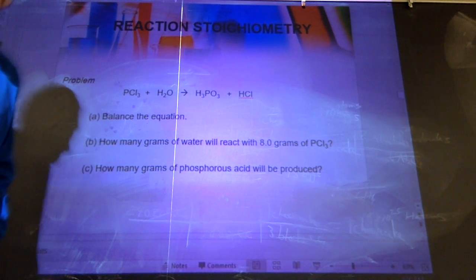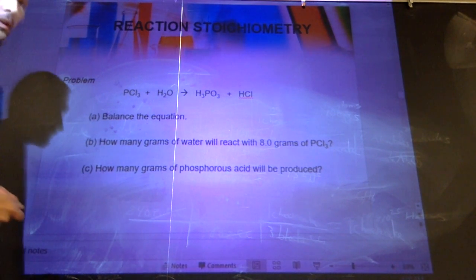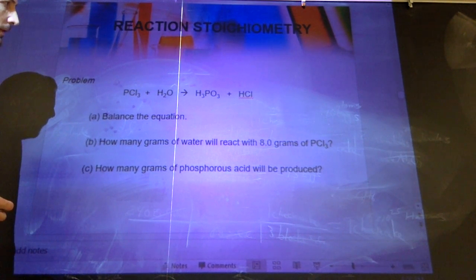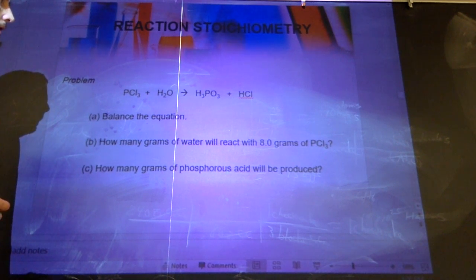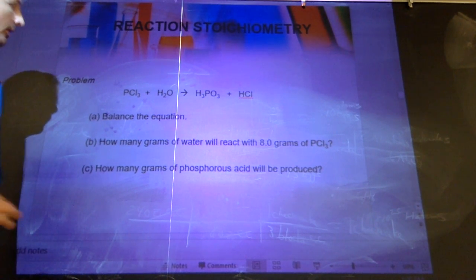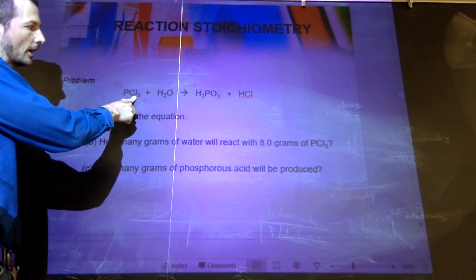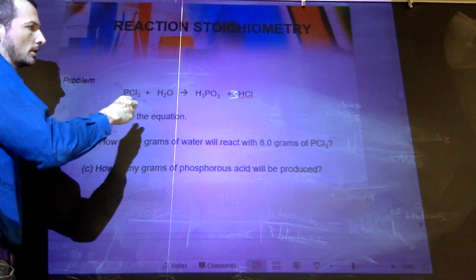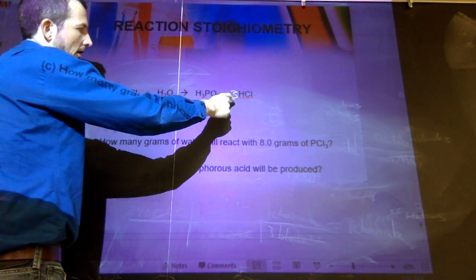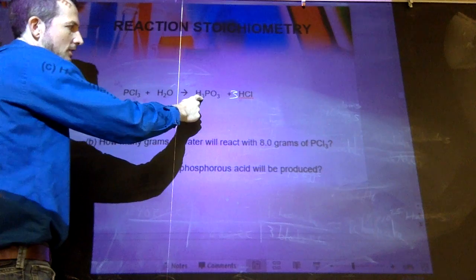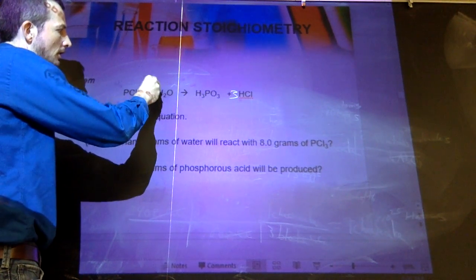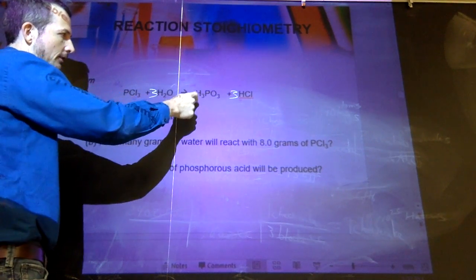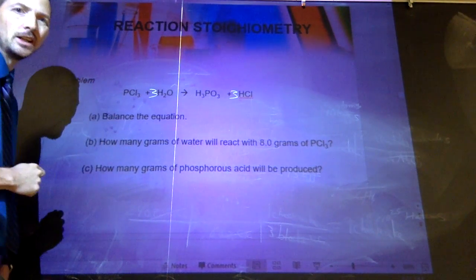So let's look at our problem. So I have PCl3 plus H2O yields H3PO3 plus HCl. So first thing I want to do is balance the equation. So let's start somewhere. So here I have 3 chlorines. Let's go ahead and put 3 chlorines on the other side. So that gives me, let's see, 3 hydrogens plus 3 hydrogens, 6 hydrogens. So I need 3 in front of H2O to give me 6 hydrogens. That gives me 3 oxygens. I have 3 oxygens, 1 phosphorus, 1 phosphorus. It's balanced.